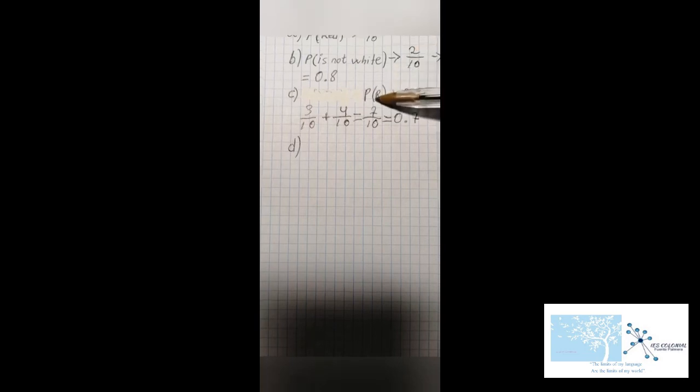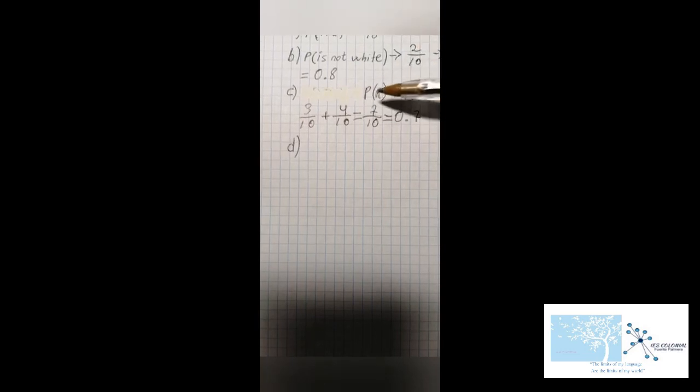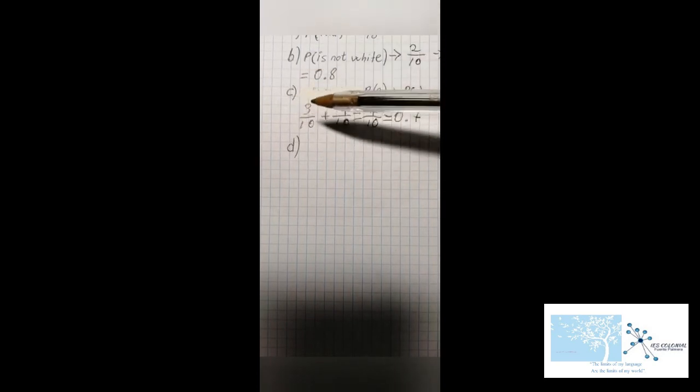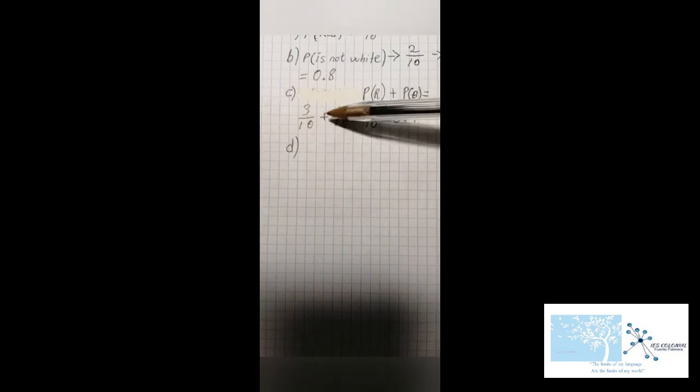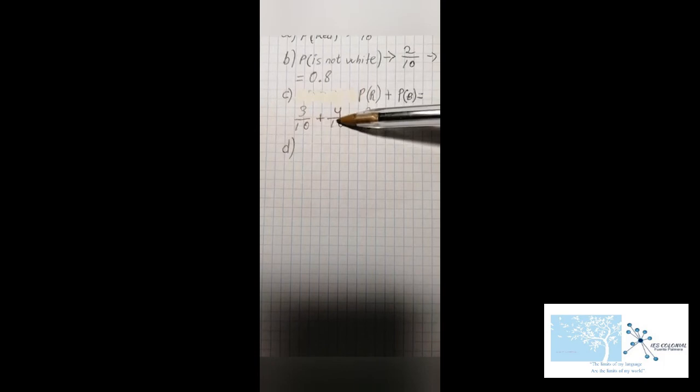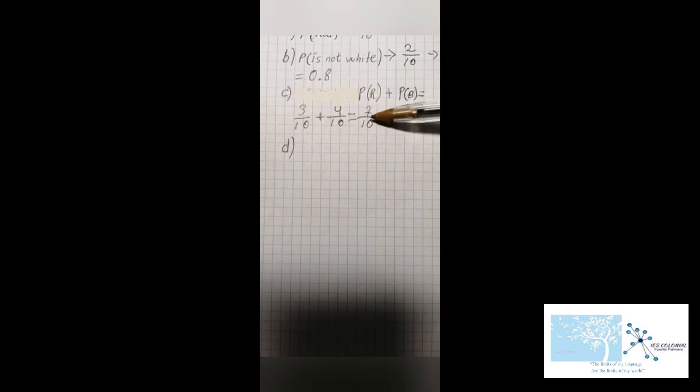C. The probability of the ball being red or blue, that is event R or B. The probability is the sum of both probabilities: 3 out of 10 plus 4 out of 10 equal 7 out of 10 equal 0.7.